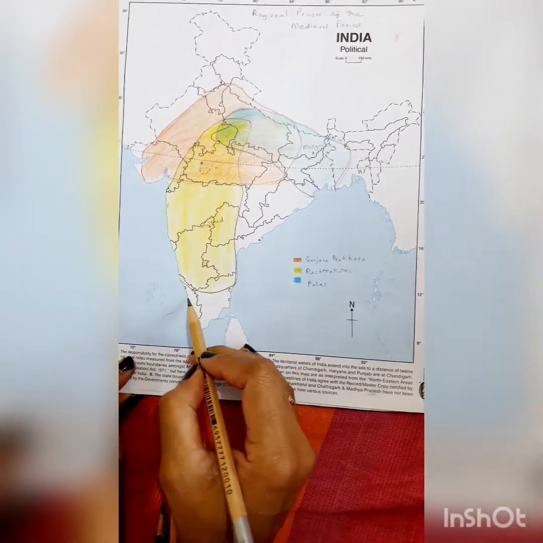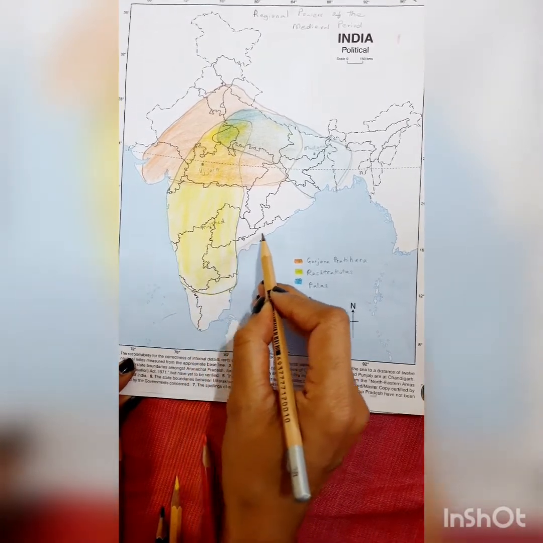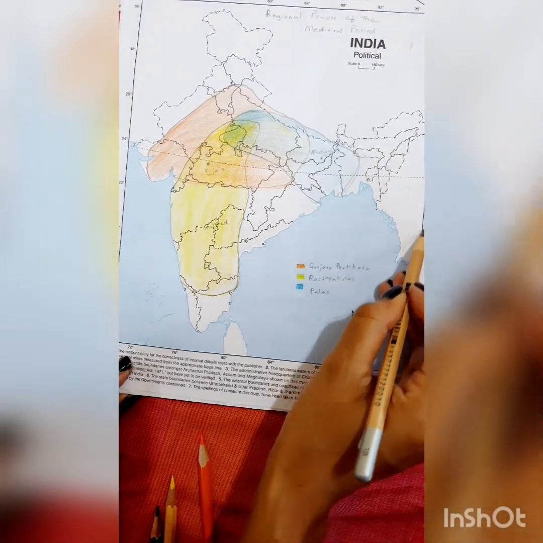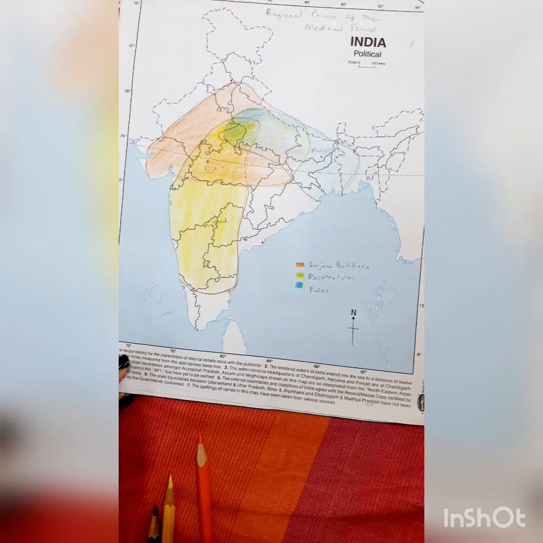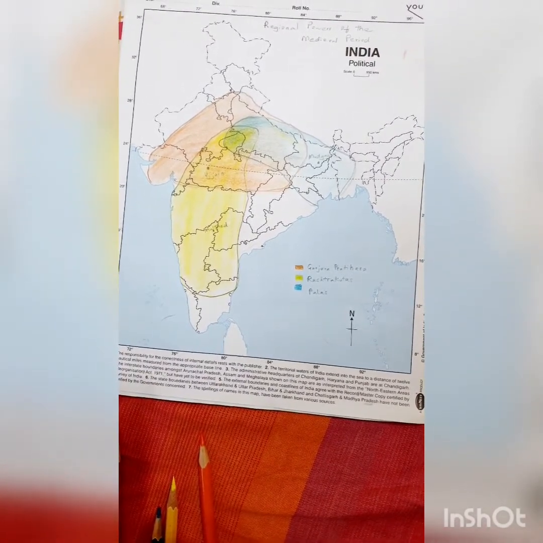But what you can do here is that you can start from Kerala and you can move towards the northern part, covering Myanmar, Thailand, Java and Sumatra, that is Malaysia as well. So Rajendra Chola has ruled many different places during his time.